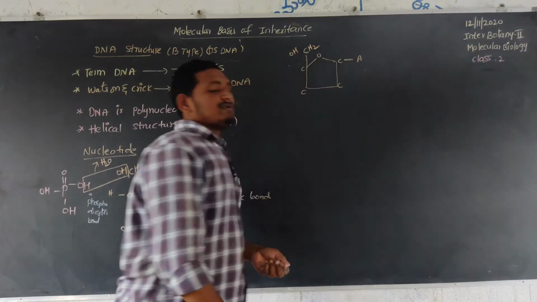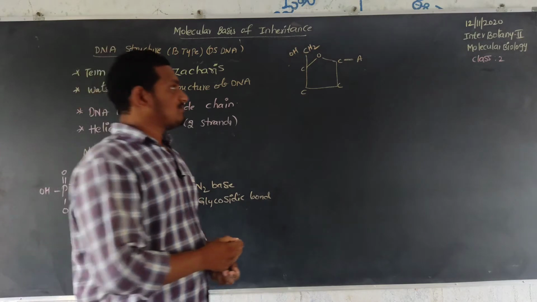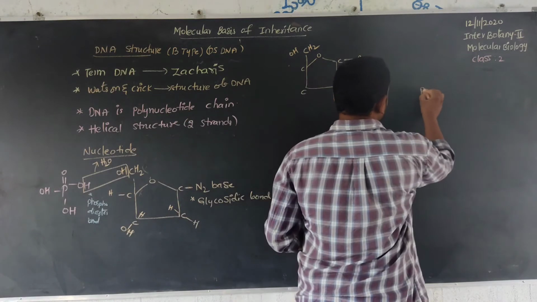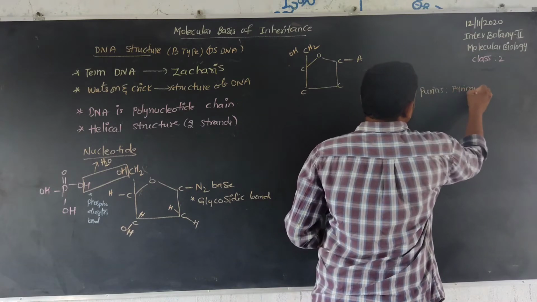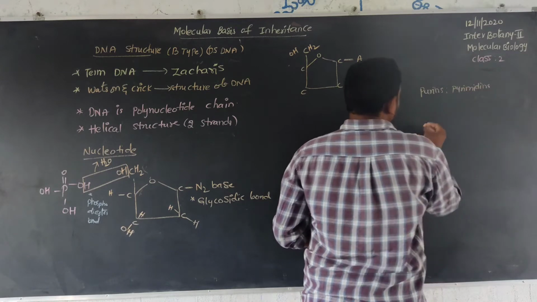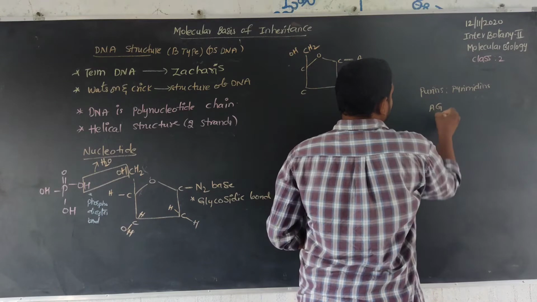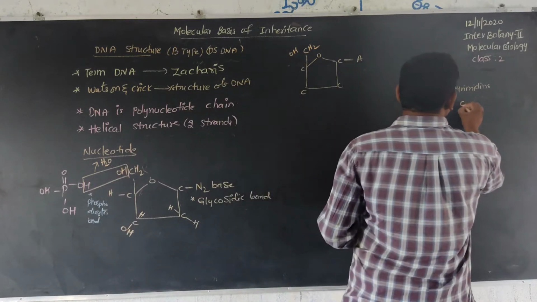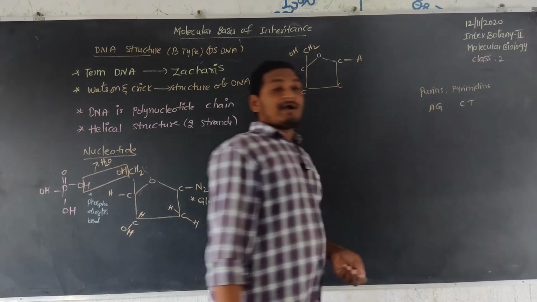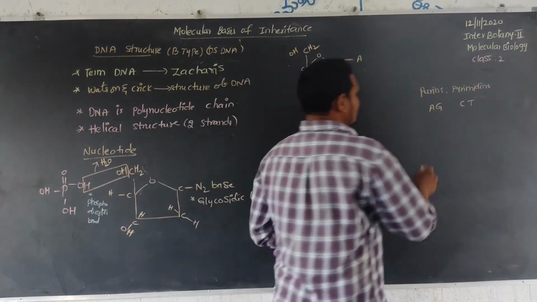Before that, purines and pyrimidines are in a 1:1 ratio. Adenine and guanine are called purines. Next, pyrimidines are cytosine and thymine. These are pyrimidines, in a 1:1 ratio.